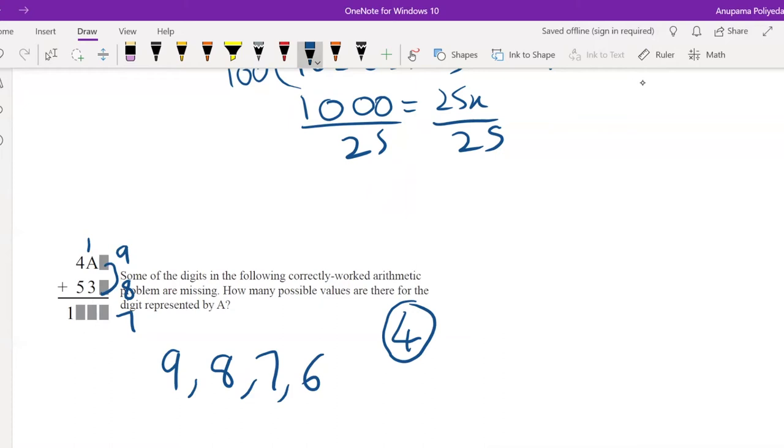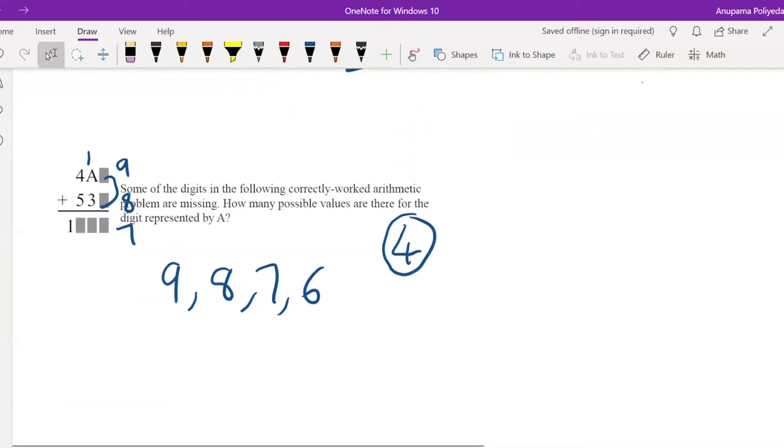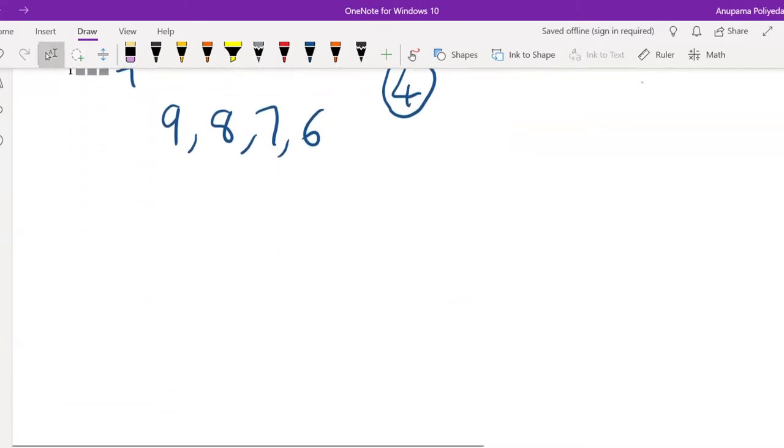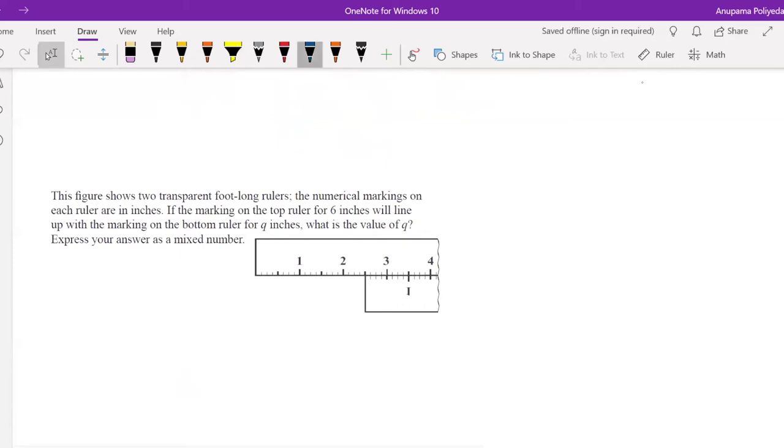Does that make sense? Yes. All right. So what is everyone's answer for 20?